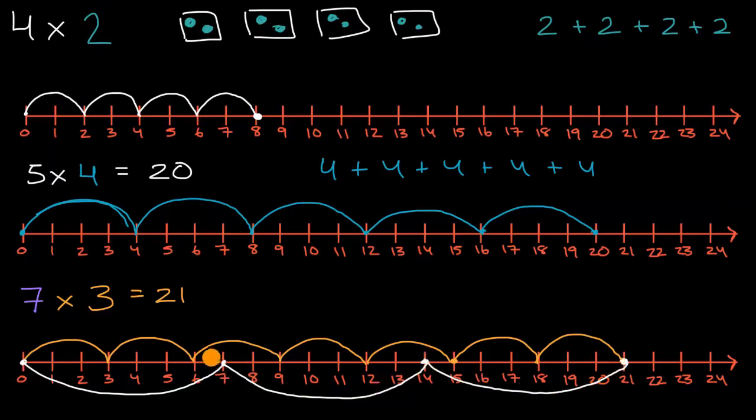Interesting. At least for this situation, whether we took 7 hops of 3 or 3 hops of 7, we got to the exact same value. I encourage you to think about whether that's always going to be the case. I'll see you in a future video.